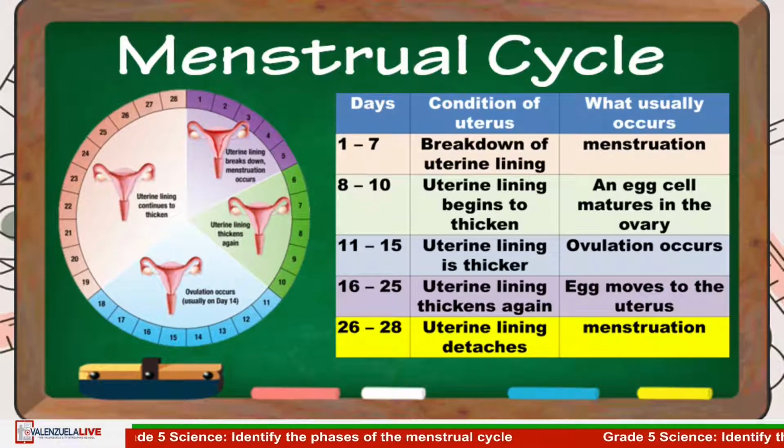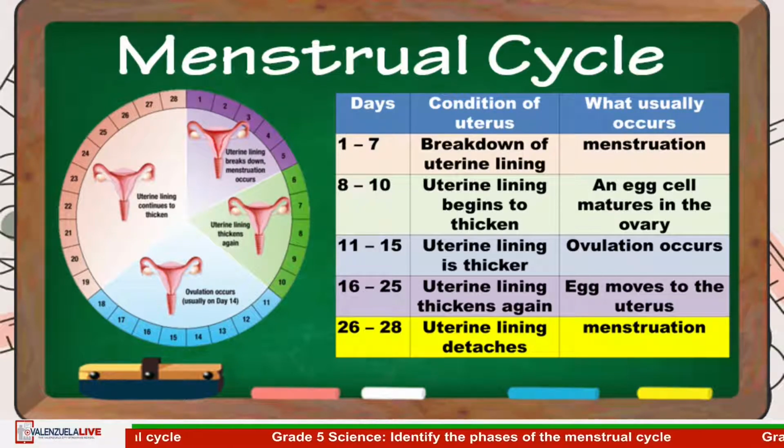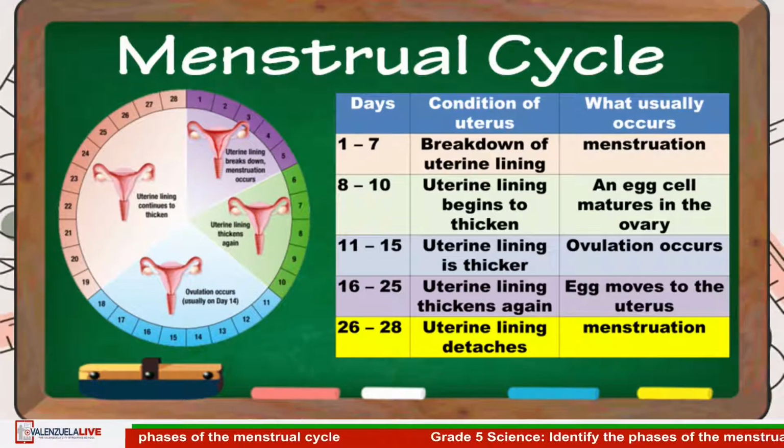Days 1 to 7, the condition of the uterus: we may observe the breakdown of the uterine lining. And what usually occurs during this time? Menstruation occurs. How about days 8 to 10? The uterine lining begins to thicken. What usually occurs during this time? An egg cell matures in the ovary.